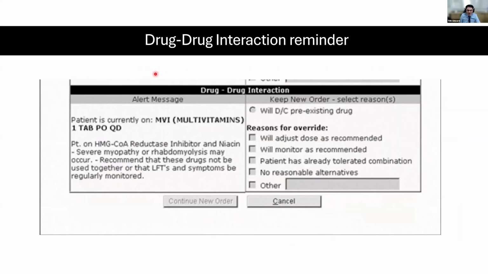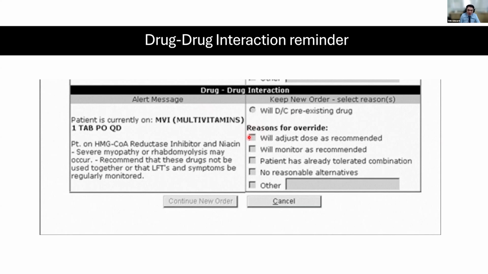This is another example, for drug-drug interaction. It means if you order drug A and drug B together, sometimes you will induce drug toxicity. So if drug A and drug B are given to the patient at the same time, sometimes there is a drug-drug interaction. If it's serious, we will show a reminder to the physician. But at the same time, sometimes the physician will cancel the drug, but sometimes he will continue the prescription.